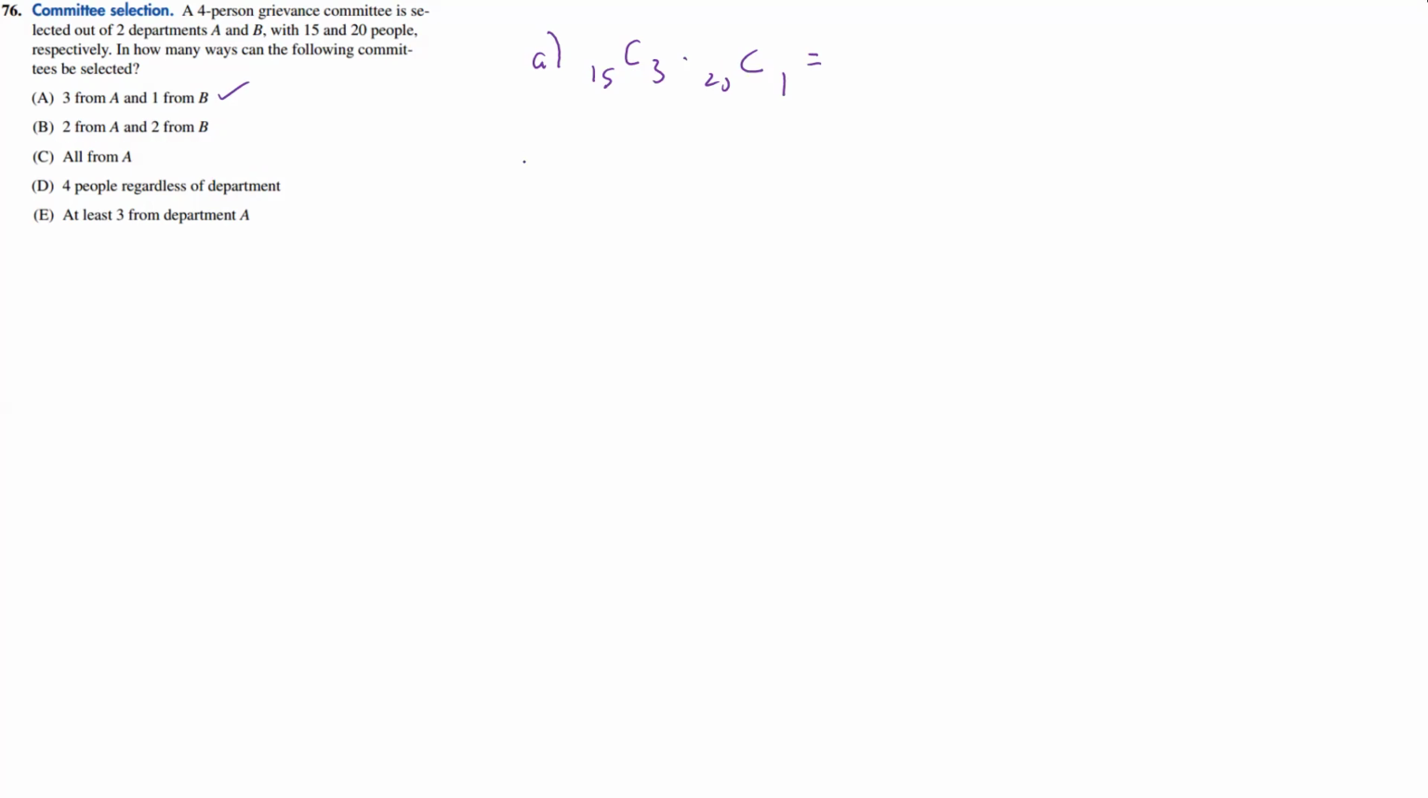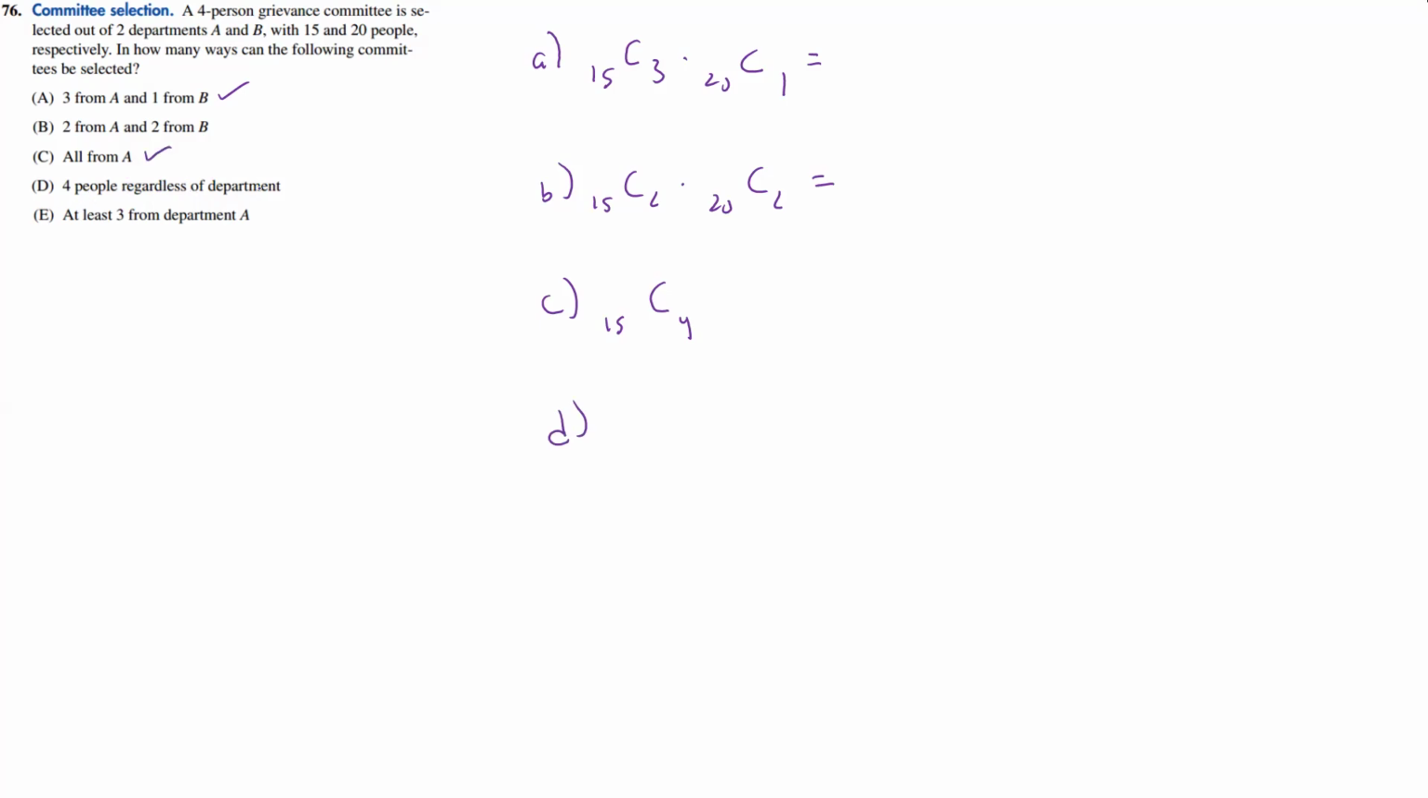Now the next one is going to be, well, now we have two from A, two from B. So now it means 15C2 and 20C2. Okay. C, all from A. Well, now we've got 15 and we're going to have to choose four. So we're going to have 15C4. The next one, D, we have, so we've done that one.